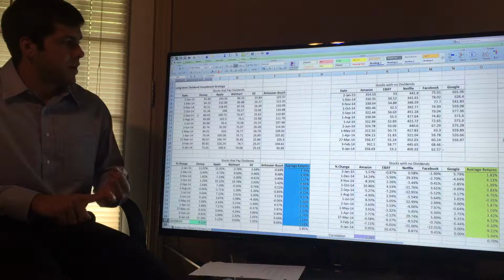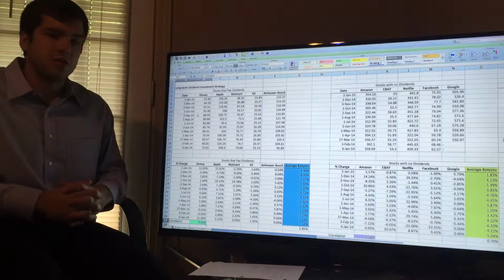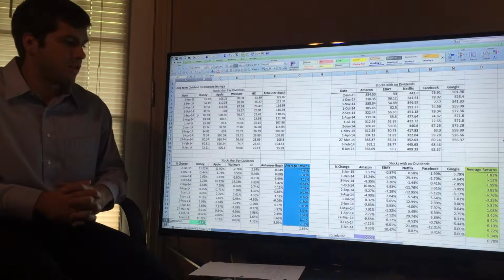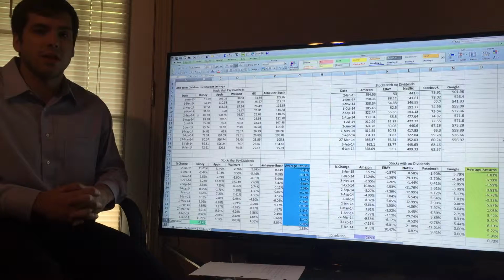So my strategy has proven to show that you should invest in stocks that pay dividends because they have a higher return and they are less correlated with the market.